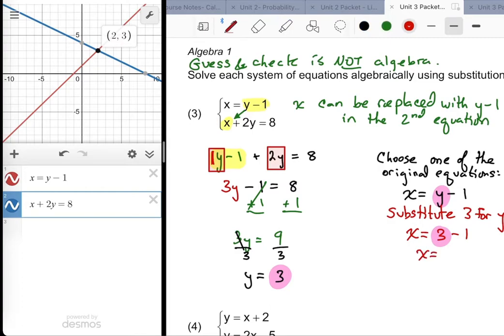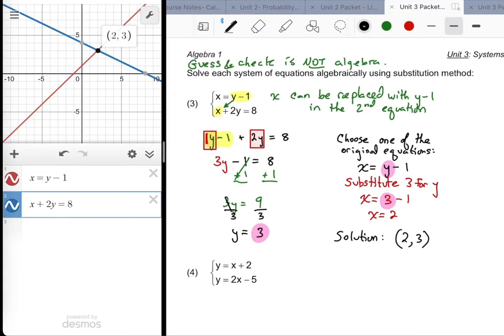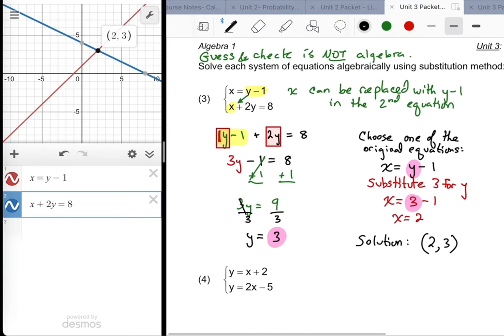So my solution is always x comma y. All right, so 2 comma 3. The x value comes first. All right. So a little substitution goes a long way.